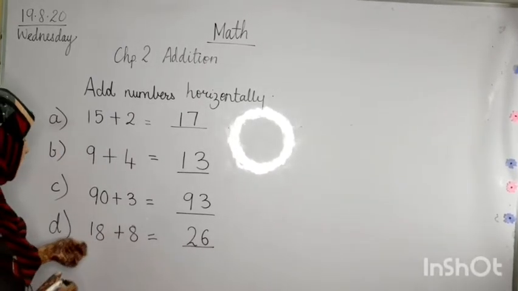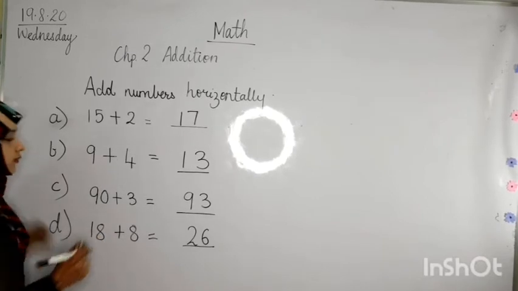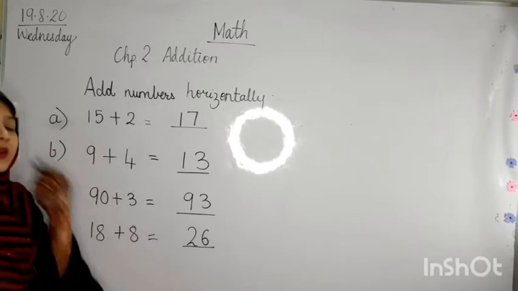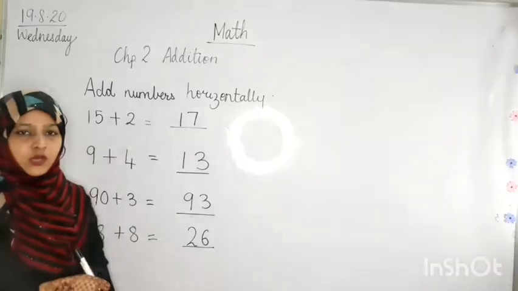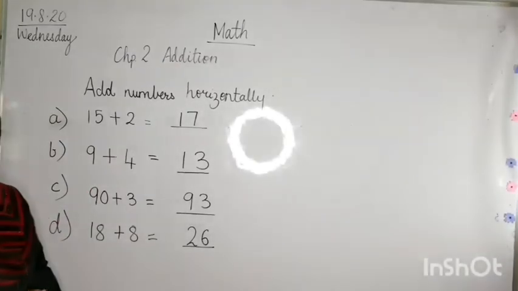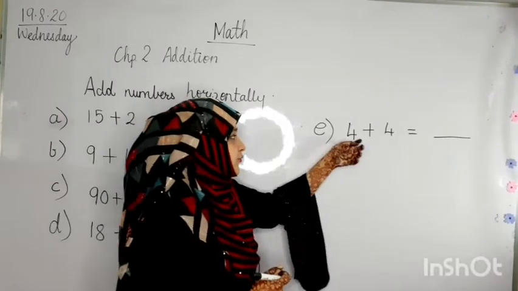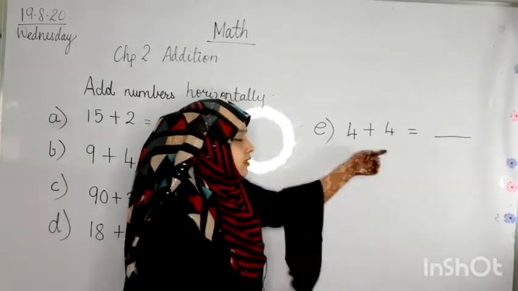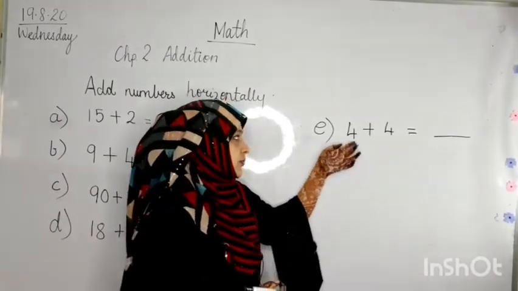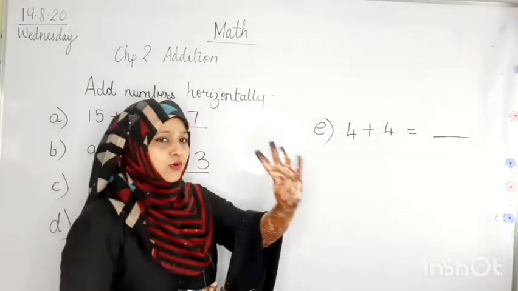So, you all know what we have to do when we are adding horizontally. We have to keep the bigger number in our mind and the smaller number on your finger. Let's see the next example. The next example says 4 plus 4. So, both the numbers are same. We are going to keep one 4 in our mind and other 4 on our hand.